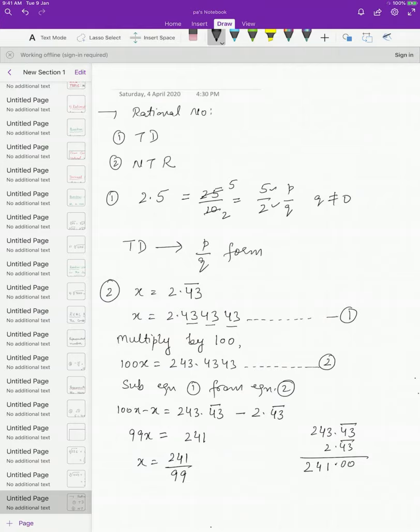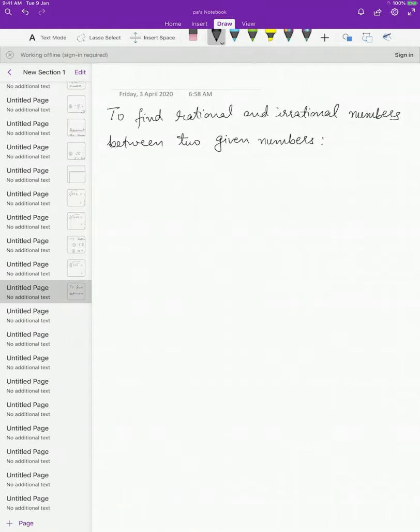So this number is in the form of p by q, where the denominator is not equal to 0. Hence we have expressed this non-terminating repeating decimal in p by q form, thereby showing that terminating decimals can be expressed in p by q form. Non-terminating repeating decimals can also be expressed in p by q form. Hence both these types of decimals represent rational numbers.